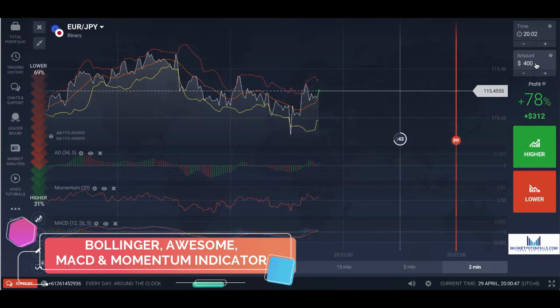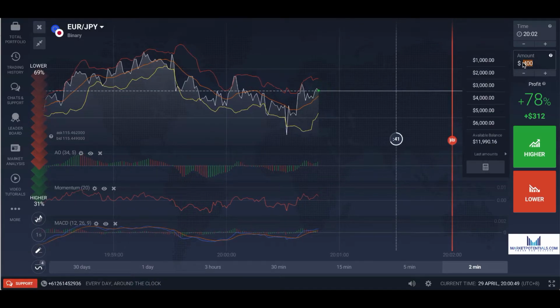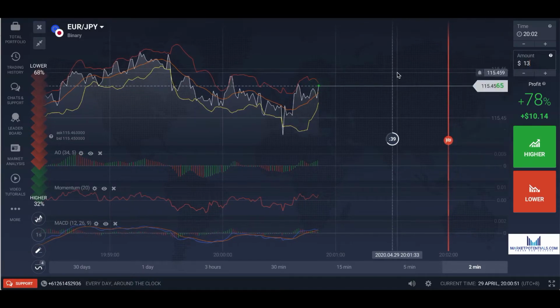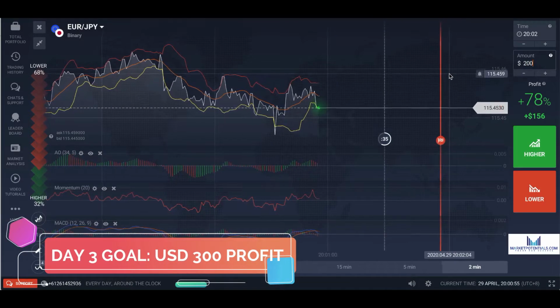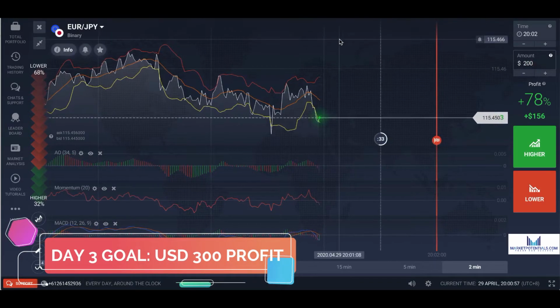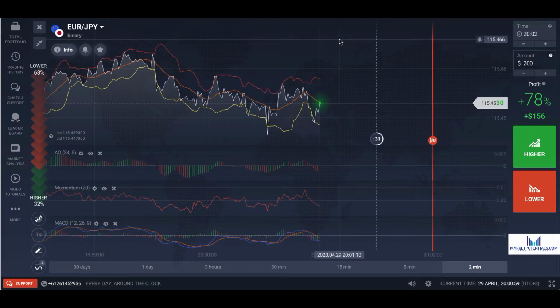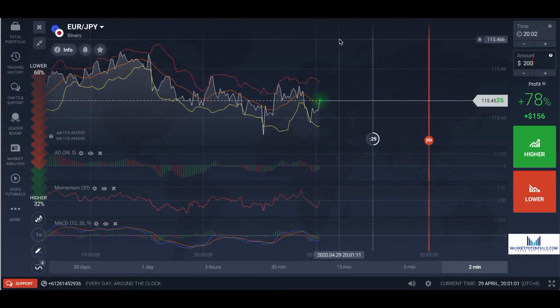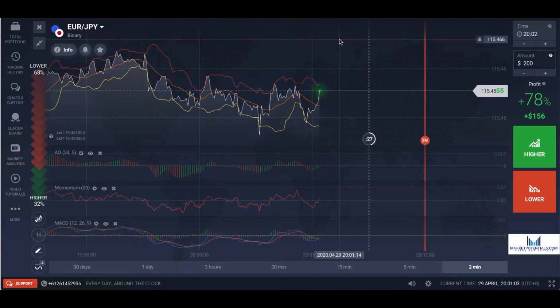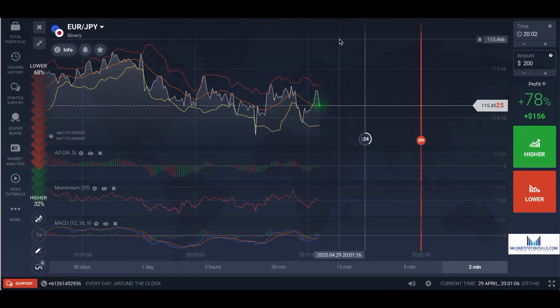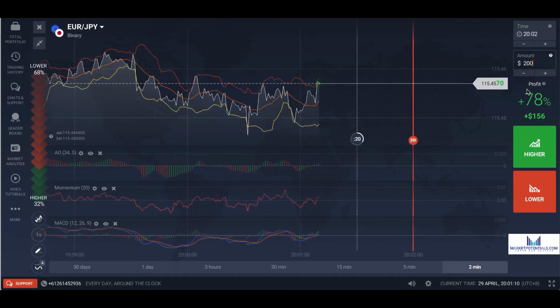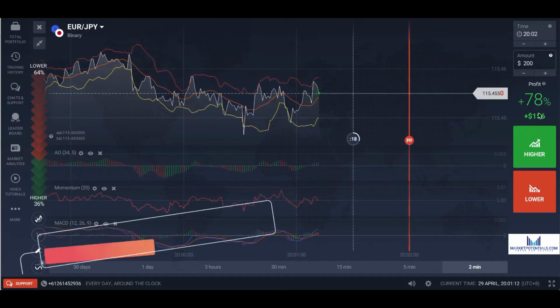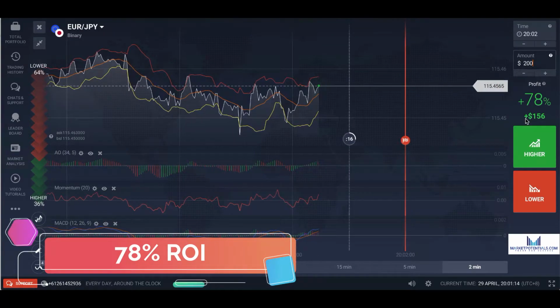So with the goal being $300 in profit, I could probably make it, let's do $200. All right, so $200 is the first trade we're going to do. I'm probably going to break it down into 2 trades, just for the sake of variety, to see how things go. So $200, and on a successful outcome, I'm going to pocket 78% return, guys. So that's $156.